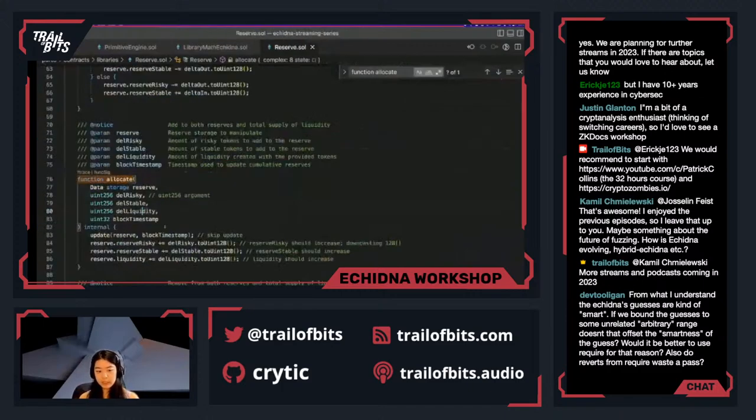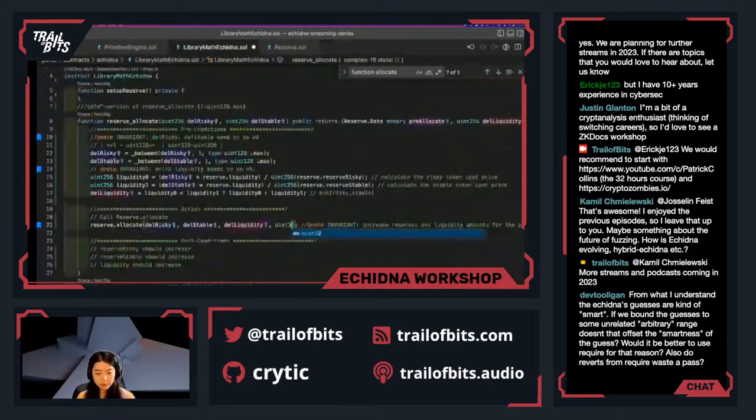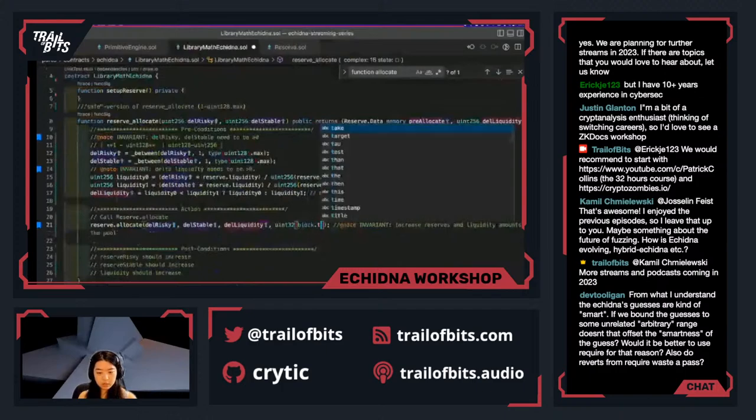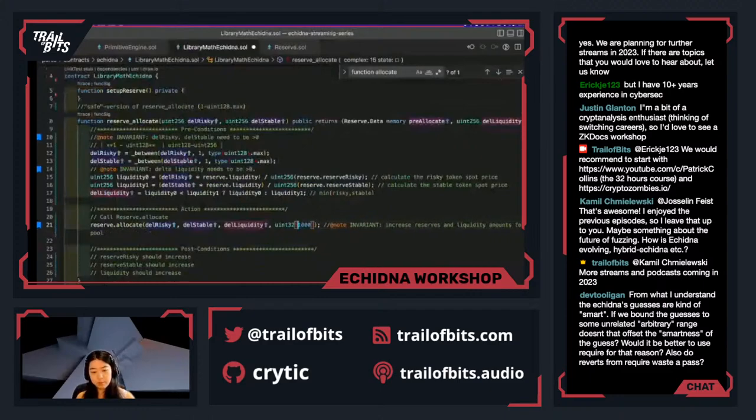Again, for simplicity, I'm just going to skip the check on this update, but what we can see is that it's a block timestamp. So we don't really have to mock it. We can either take the current block timestamp and just add 1,000, but to keep it simple, we can even mock it even simpler to 1,000.